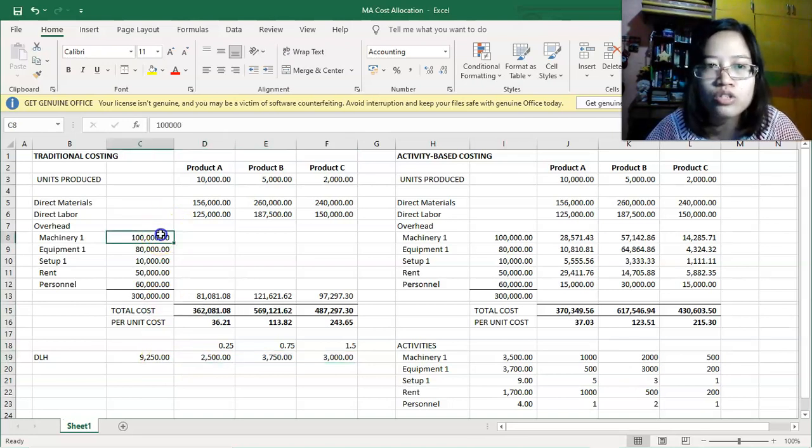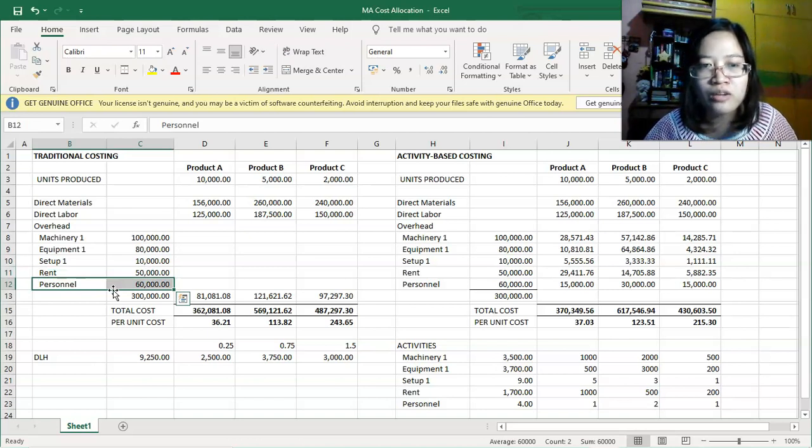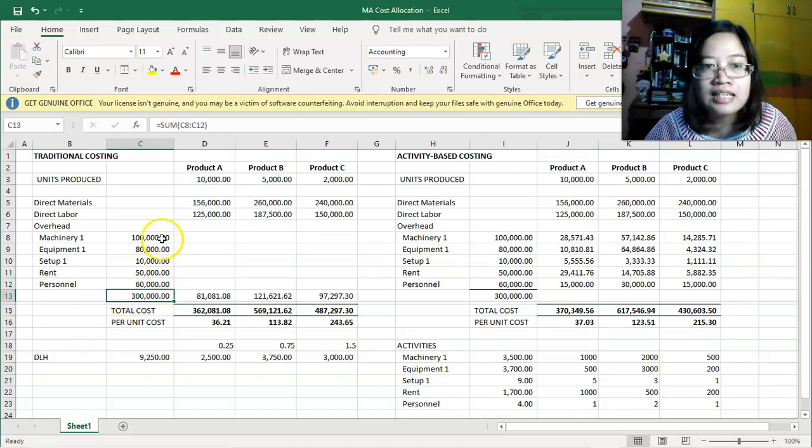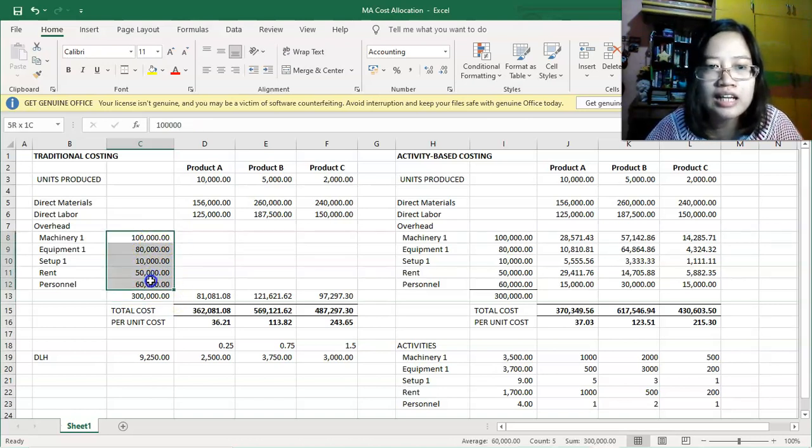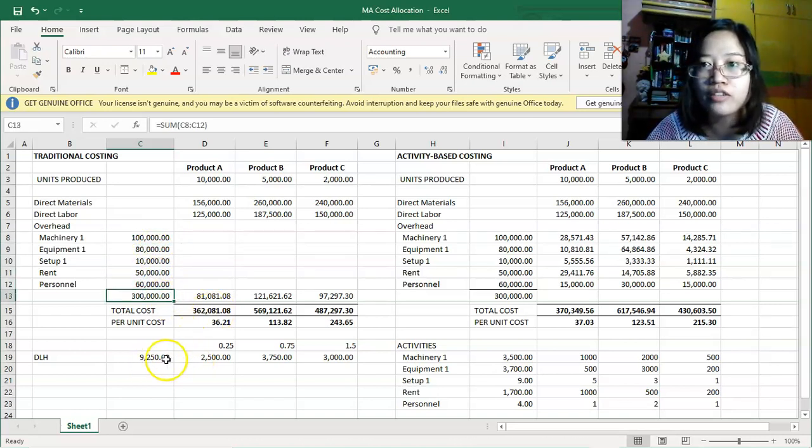tinatotal dito sa traditional costing yung overhead cost. So, ito, machinery 1, 100,000 ginagamit sa kanya, nagastos sa pag-ooperate ng machinery 1. And then you have your equipment 1, gumastos ang company ng 80,000 to operate that. And then setup 1, you have 10,000, rent 50,000, and then you have your personnel, may mga indirect na taong gumagalaw dun sa manufacturing. So total is 300,000 pesos. Okay? So, itong 300,000 pesos na to, i-allocate on the basis of the direct labor hours.